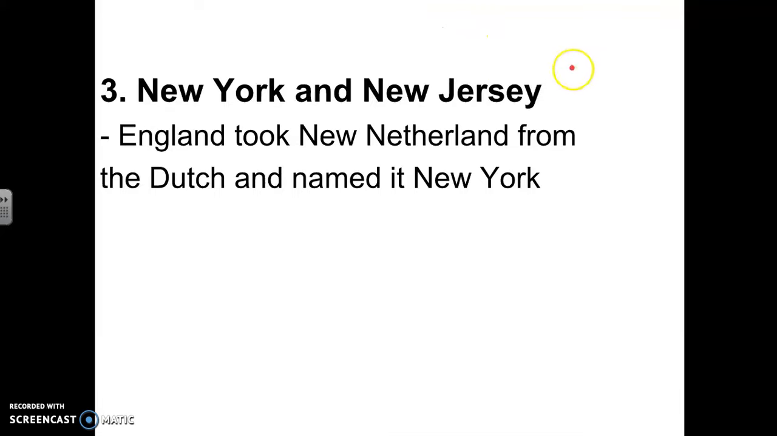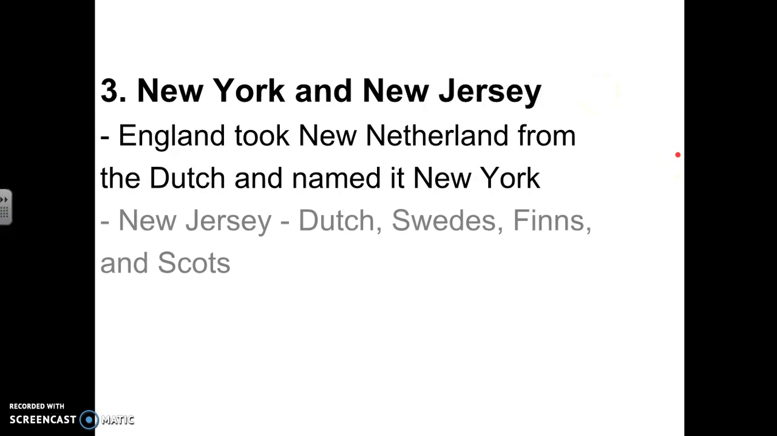New Jersey, on the other hand, was known as a very diverse colony. There was a broad range of settlers in New Jersey. There were people from the Netherlands, who we call Dutch. There were Swedes from Sweden, Finns from Finland, and Scots from Scotland. So a very diverse place.